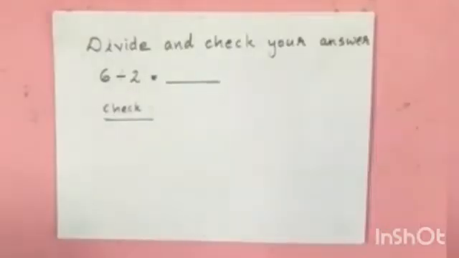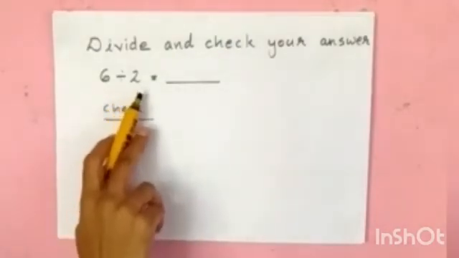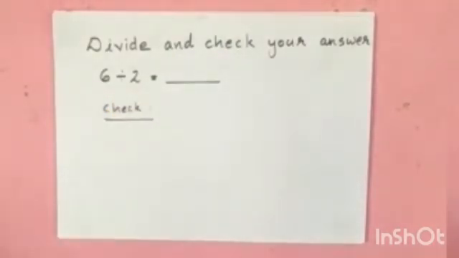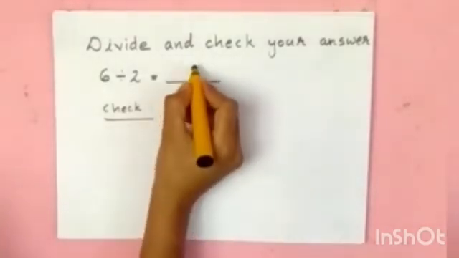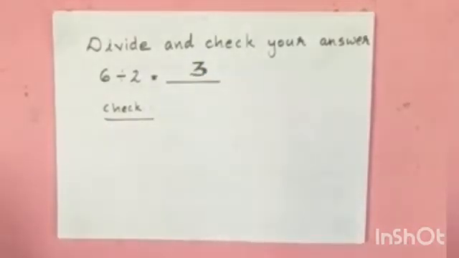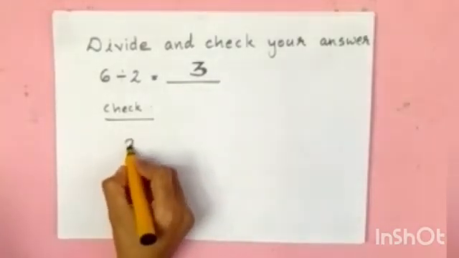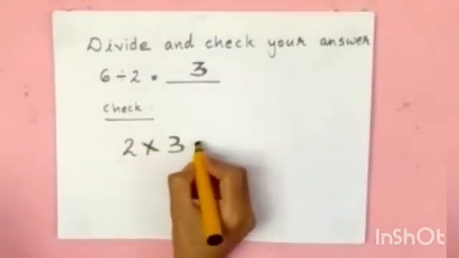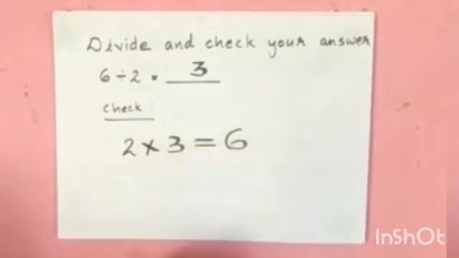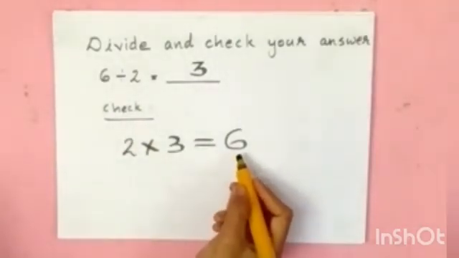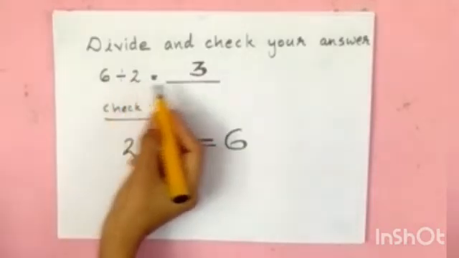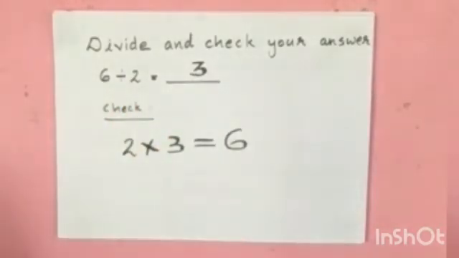Our next question is divide and check your answer. Question is 6 divided by 2. In table of 2, you know that 3 2s are 6. We can check if our answer is correct or not. 2 into 3 is equal to 6. If we get the dividend, our answer is correct.